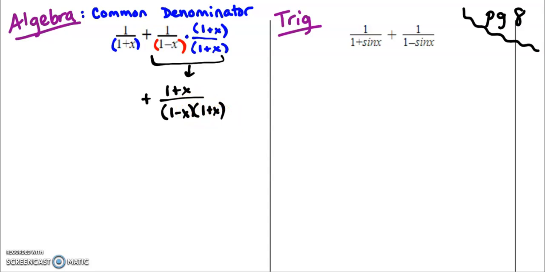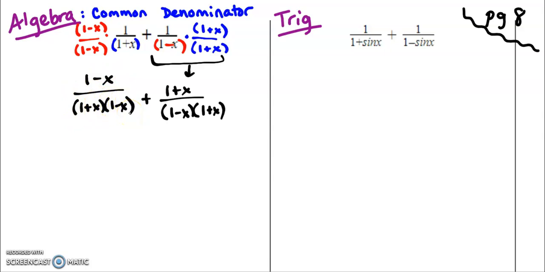And then on the right-hand side, we had a 1 minus x. So we are going to multiply by 1 minus x top and bottom, because that's 1. That fraction in red is 1. We're going to multiply the left-hand side by that. So we're going to get 1 minus x over 1 plus x times 1 minus x.